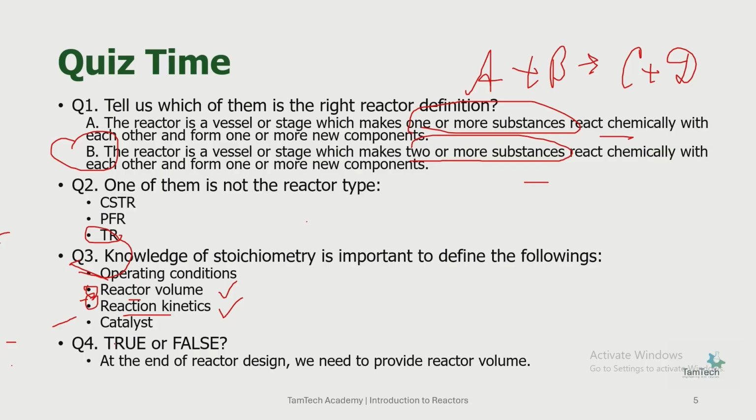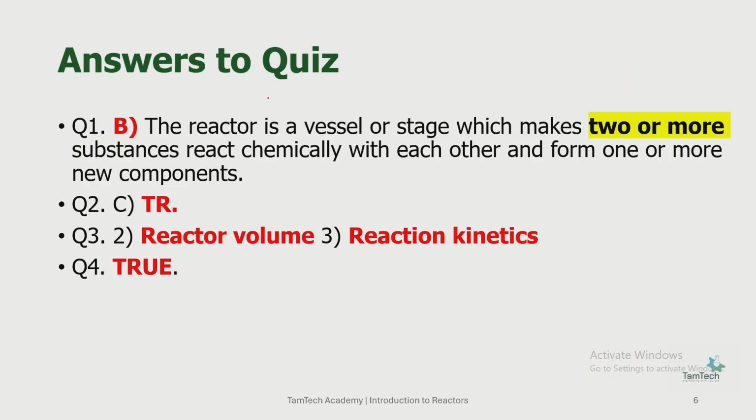The last question is true or false. At the end of reactor design, we need to provide the reactor volume. Yes, that's totally true. And we said that your reactor volume will be dictated by your reaction kinetics or reaction rates. So here are the answers. If you are interested, it's the same: B, TR, reactor volume and reaction kinetics, and true.